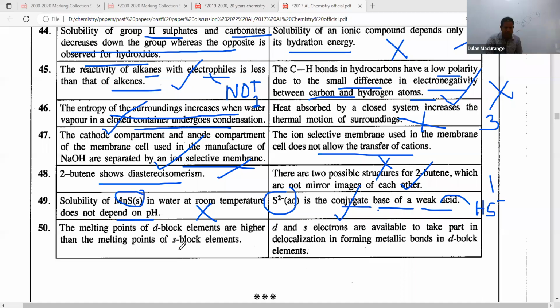Next, melting points of D block elements are higher than melting points of S block elements. This is correct. So for question number 50, the answer is given as all. D and S electrons are available to take part in forming metallic bonds in D block elements.